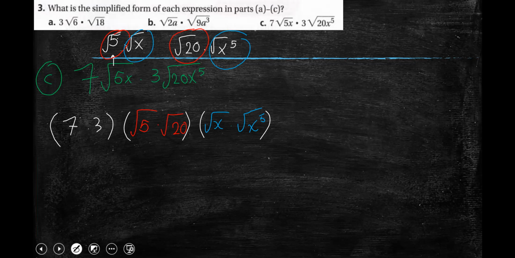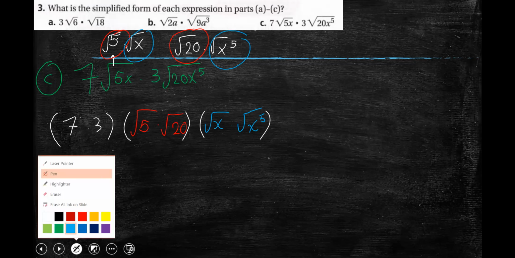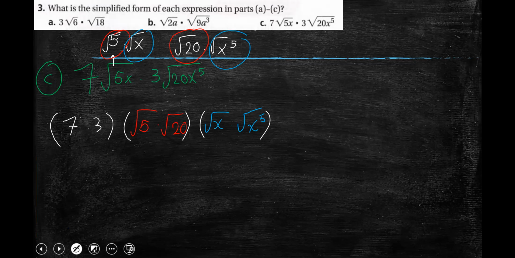Now let's multiply the numbers. 7 times 3 is 21. Now, come here. Here I have square root of 5 times square root of 20. So I will gather them in one square root and I will multiply the numbers inside. 5 times 20 is 100, exactly.